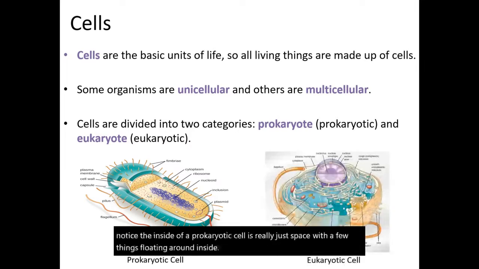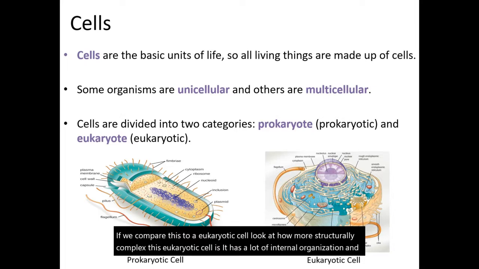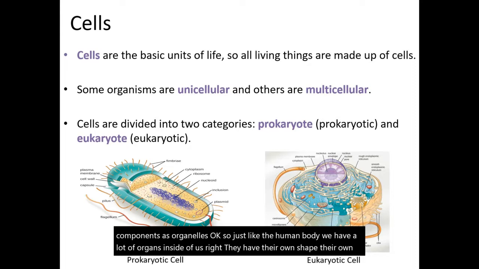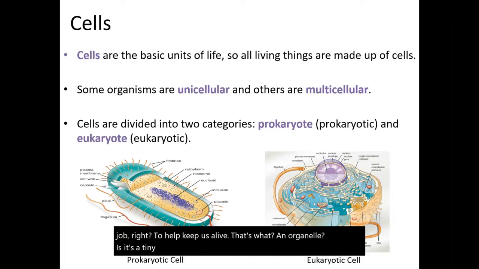If we compare this to a eukaryotic cell, look at how much more structurally complex this eukaryotic cell is. It has a lot of internal organization. And you're going to learn in future videos that we refer to these different components as organelles. Just like the human body, we have a lot of organs inside of us, right? They have their own shape, their own job, to help keep us alive. That's what an organelle is. It's a tiny organ that has a certain role within a eukaryotic cell.